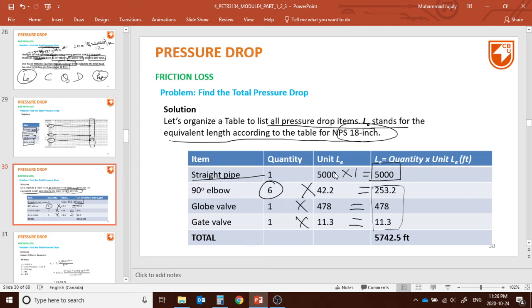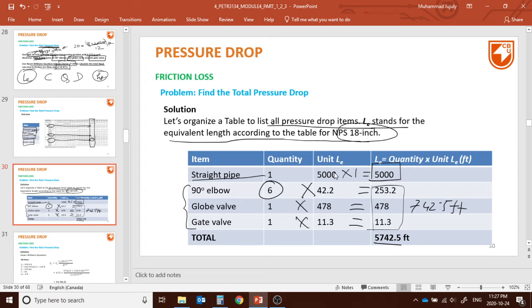So this is the original length of the pipeline, and these are the equivalent lengths for all of these pipeline fittings. So what will be the total length? It's 5742.5. That means this 742.5 feet is the equivalent length of the pipeline fittings.